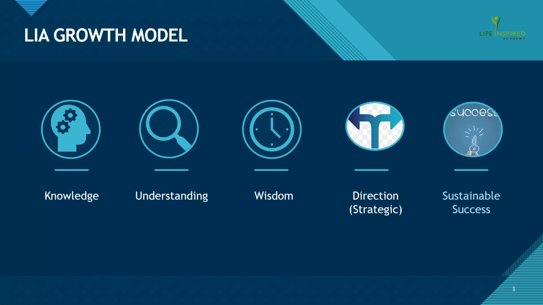The life-inspired growth model is talking about K multiplied by U multiplied by W, multiplied by D, which we believe would give you SS. And you can see on the screen what all of this means. We're saying knowledge, understanding, wisdom, and a strategic direction would give you sustainable success. So let me break this down and then you can see.